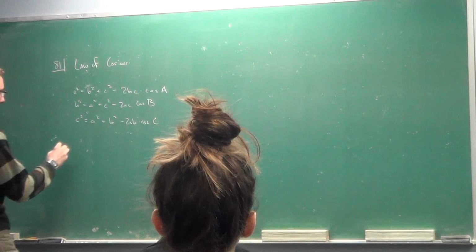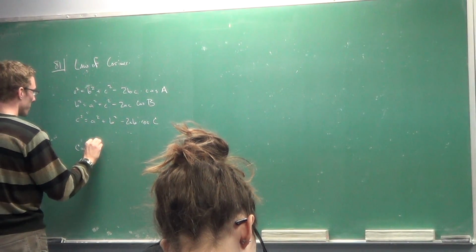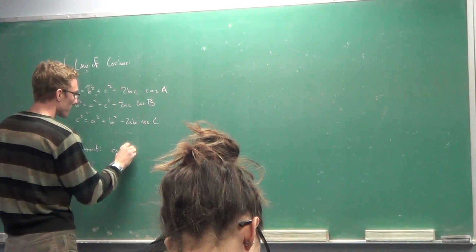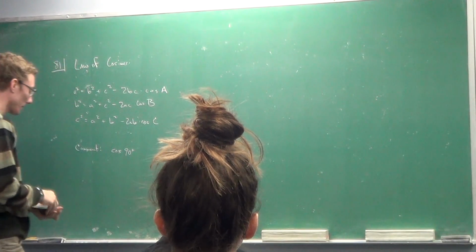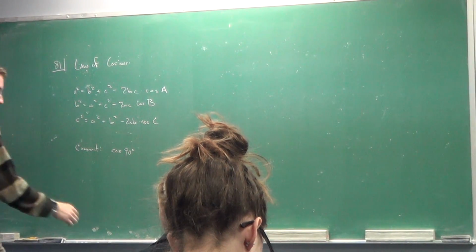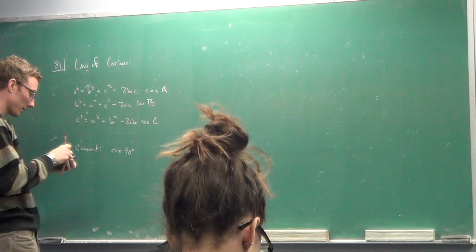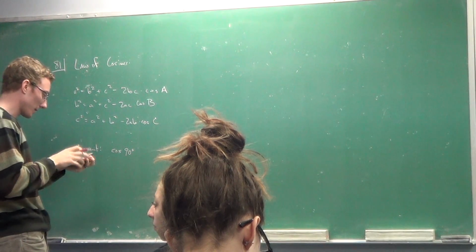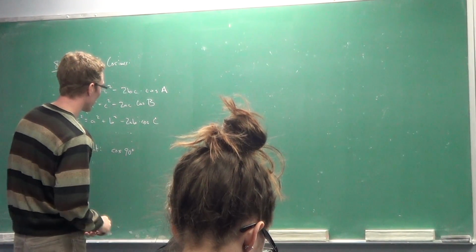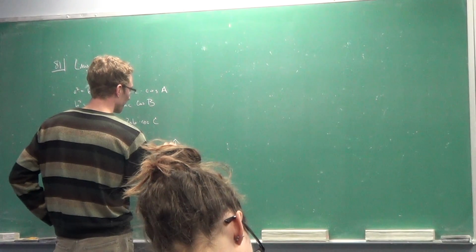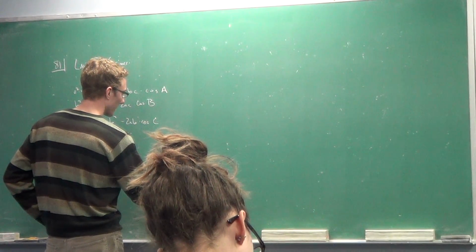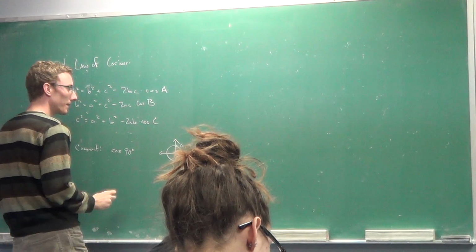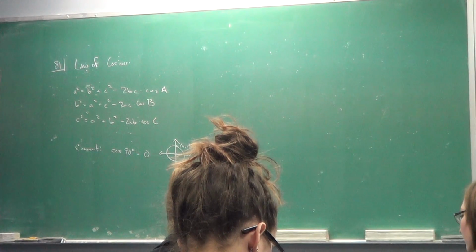I just want to make a comment before we move on. The cosine of a 90-degree angle is, let me use the calculator over here. 90 cosine. I guess I didn't even need the calculator. All points in the unit circle are in the form cosine comma sine. So cosine 90 is 0.